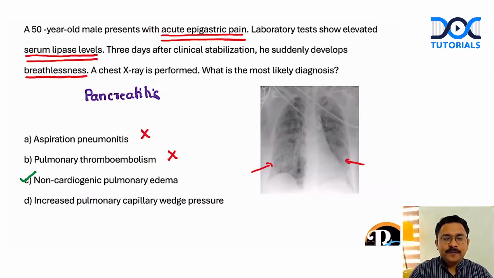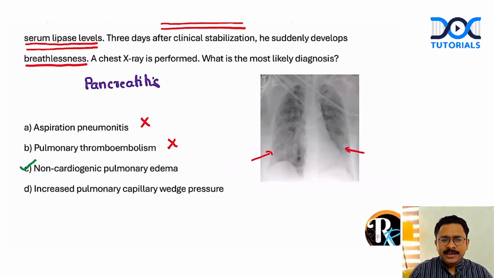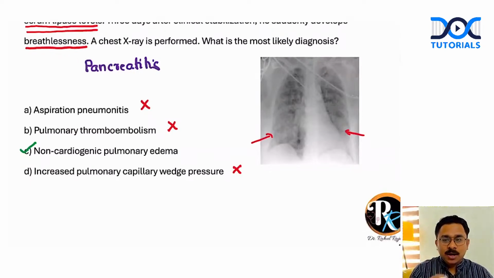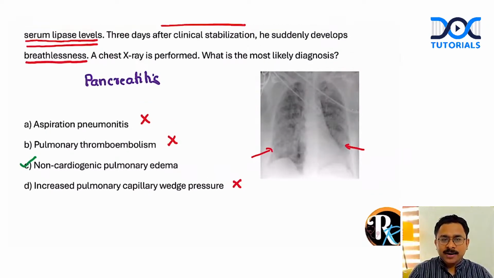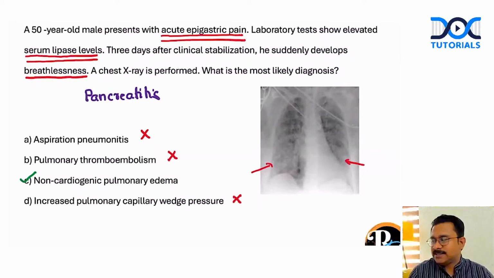And what about the fourth option, increased pulmonary capillary wedge pressure? Isn't this a possibility? No. Why? Because increased pulmonary capillary wedge pressure occurs in what type of pulmonary edema? Cardiogenic pulmonary edema. In this particular scenario, you are not considering a cardiogenic pulmonary edema, but you are considering a non-cardiogenic pulmonary edema, and hence option C is the answer.